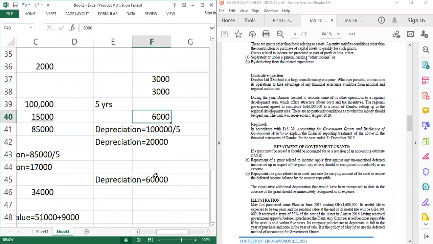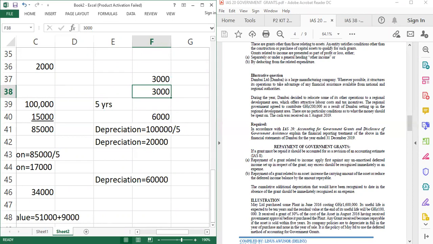So the difference between the two, you add it back, and the difference will be sent to statement of profit or loss. It means that we have sent a grant income of 3,000 to the statement of profit or loss for 2 years. We have to go and cancel it. And that is also representing the difference between the two depreciations.